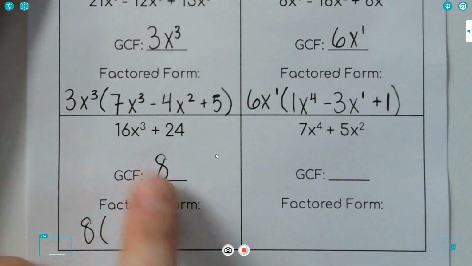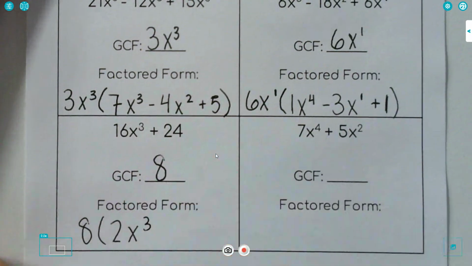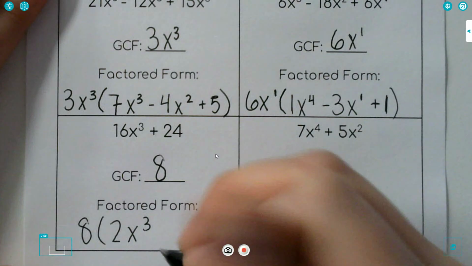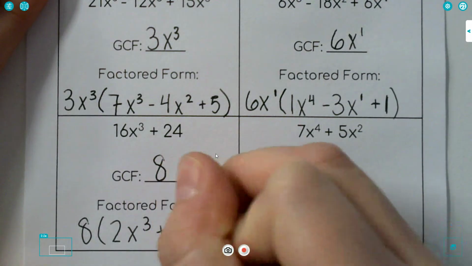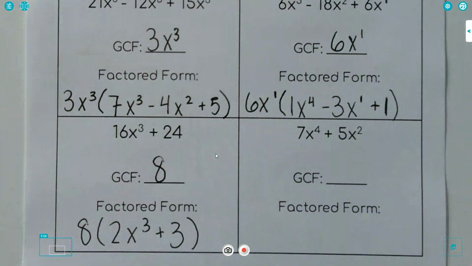We are just dividing out 8. So 16 divided by 8 is 2. And then I still have my x to the 3rd. And then 24 divided by 8 is 3. Okay, any questions about that?